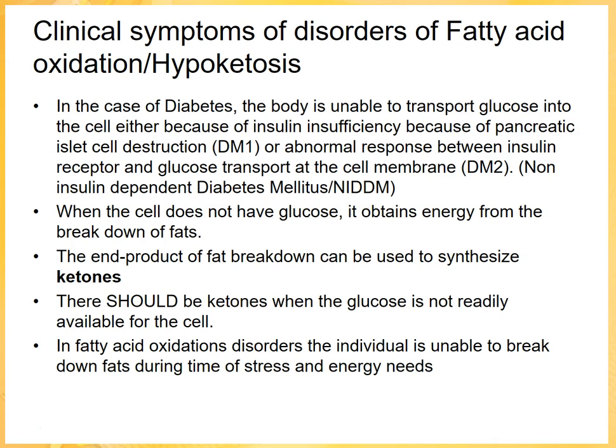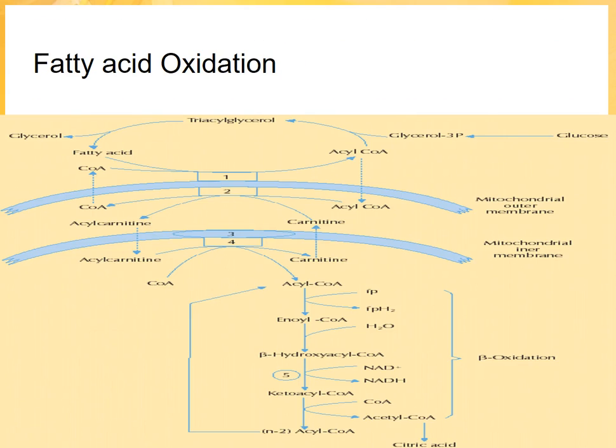In disorders of fatty acid oxidation, the individuals are unable to break down fats during times of stress and energy need. Therefore, there are no energy sources inside the cell. In the case of diabetes, again, you should be breaking down fats to make ketones, because even though there's a lot of glucose on the outside of the cell, there's not a lot on the inside of the cell. But always when there's hypoglycemia, there should be ketosis.